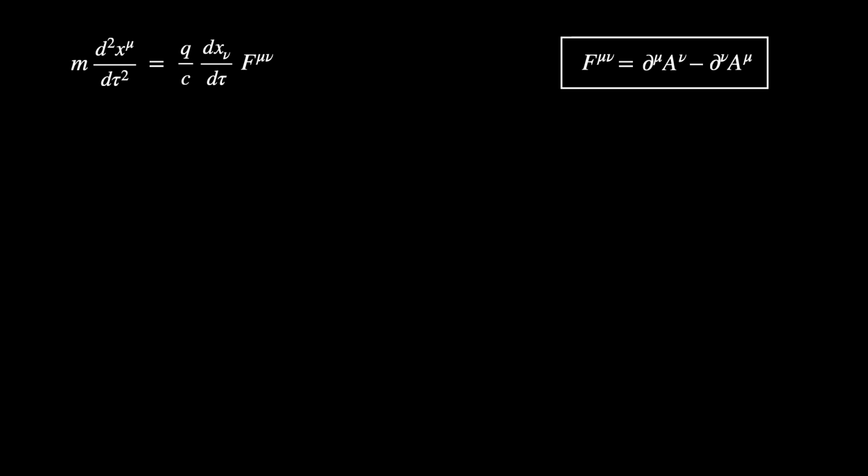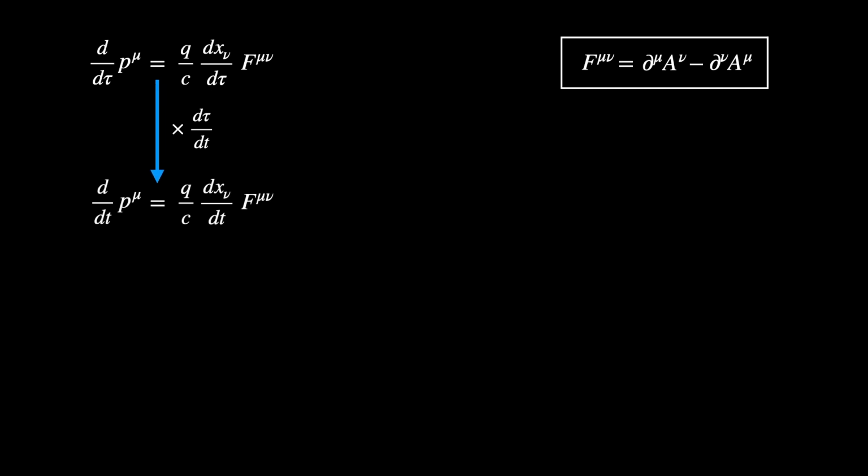Next, we shall extract the electric and magnetic fields from F mu nu. First, let's write the acceleration on the left-hand side as the first derivative of 4-momentum. This will match the first derivative on the right-hand side. In this way, multiplying both sides of the equation by d tau dt will give us the equation of motion in terms of t, the lab frame time. This is usually the frame in which the equations of classical electrodynamics are written.